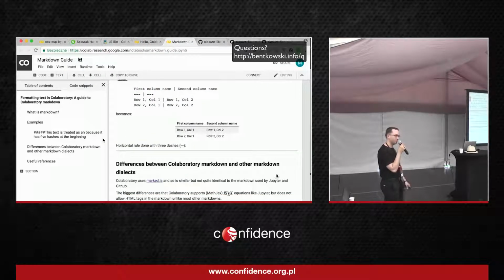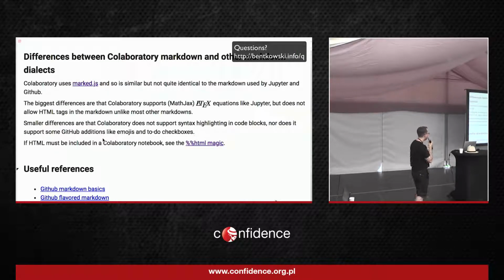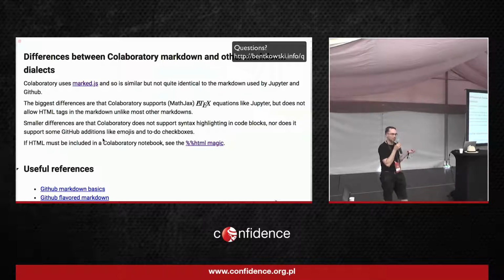First of all, the documentation lies, as you'll be able to see, because it says that the collaboratory does not allow HTML tags in the Markdown, unlike most other Markdowns. I have shown you that it is not true. However, what caught my eye over here is that the collaboratory accepts LaTeX by using the JavaScript library called MathJax. I missed that somehow before, so I thought I might have a closer look at it.